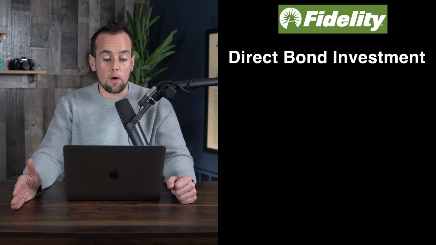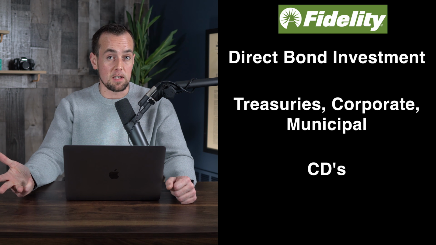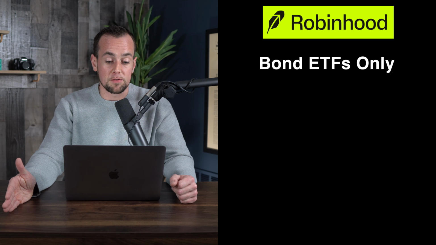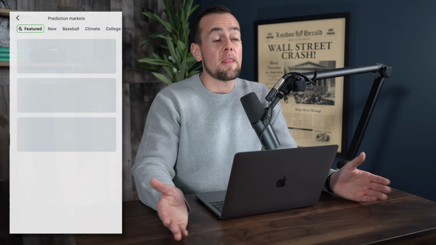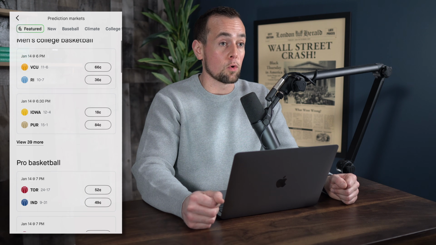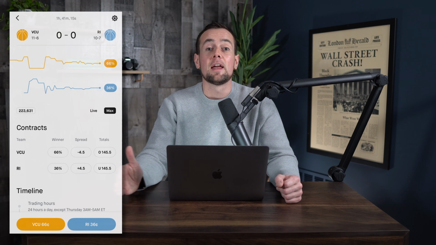When it comes to bonds and fixed income investments, Fidelity offers direct investments into treasuries, corporate bonds, municipal bonds, and CDs. On Robinhood, exposure mainly comes through bond ETFs rather than buying bonds directly or other fixed income investments. Overall, you'll find a broader range of traditional investments through Fidelity. Meanwhile, Robinhood offers more new age investments in terms of things like cryptocurrency and prediction markets. To quickly touch on that, Robinhood allows users to bet on real-world outcomes through this new feature, although some critics have labeled this as speculation, not investing.